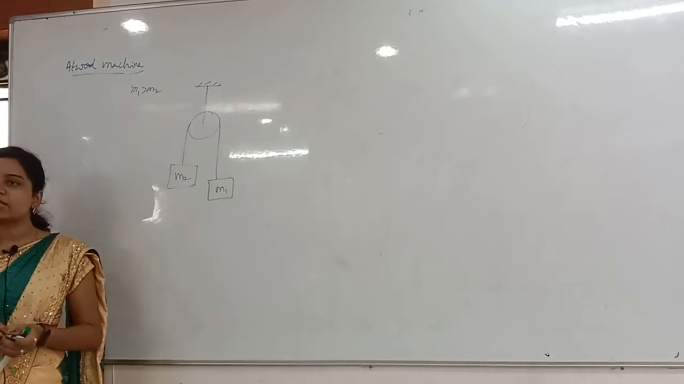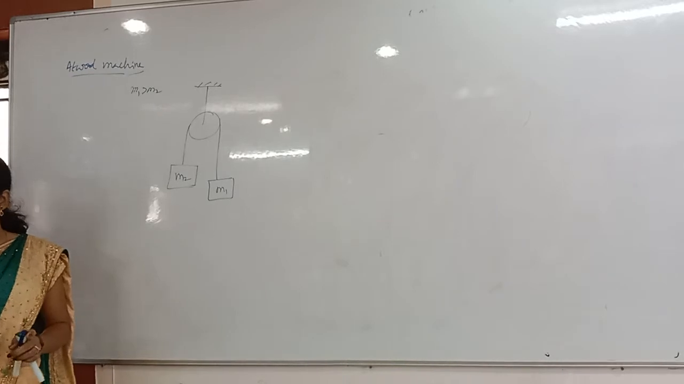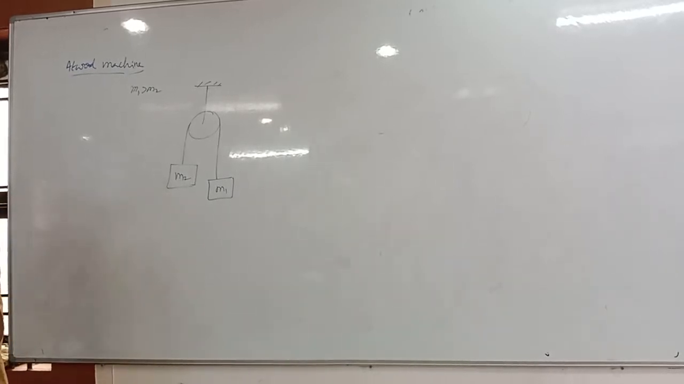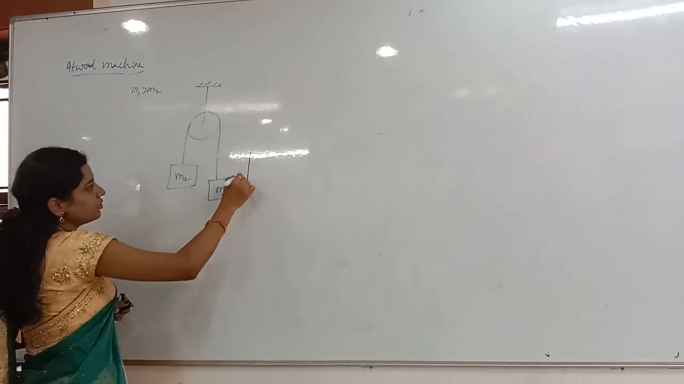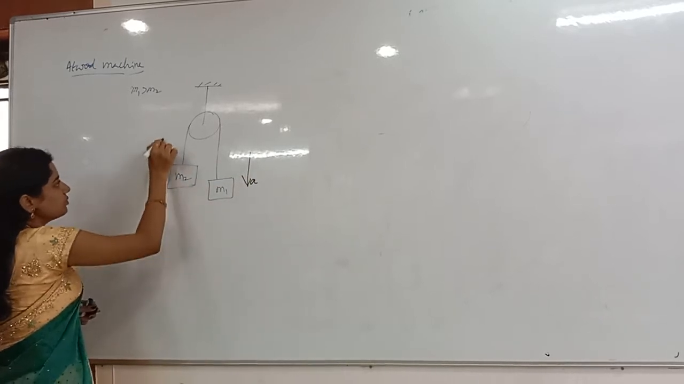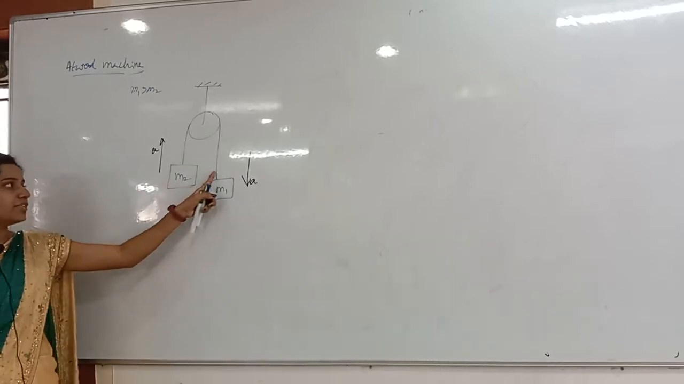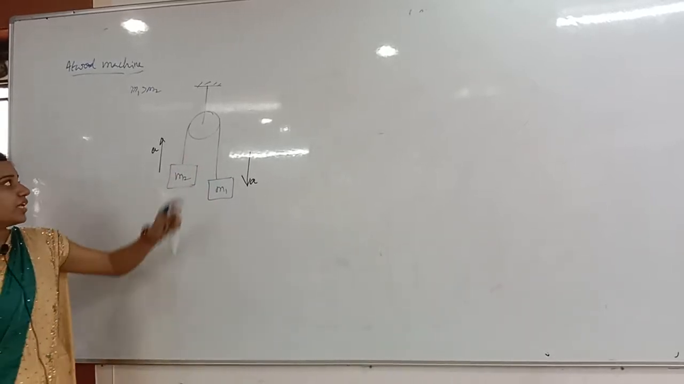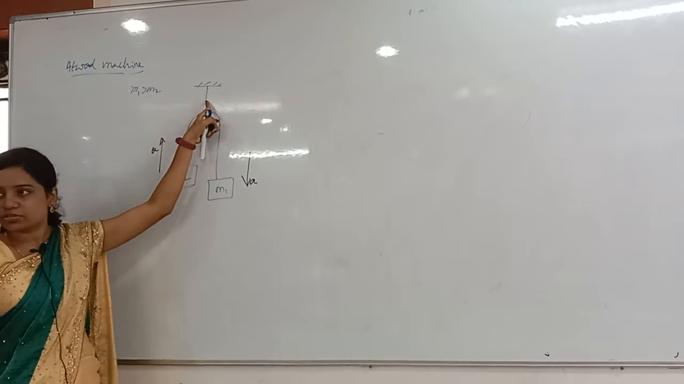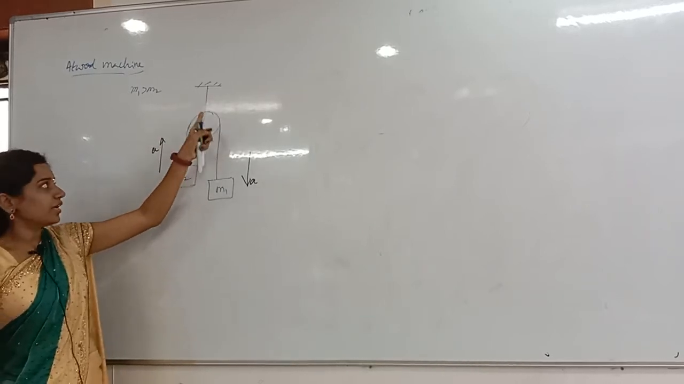With the same acceleration or different acceleration? Same acceleration. This will move down with A and this will move up with A. Same acceleration only. Now you have to find out the acceleration and also the tension in the strings and also the tension for the string of the pulley. That one I did not tell yesterday. Today I will tell that.